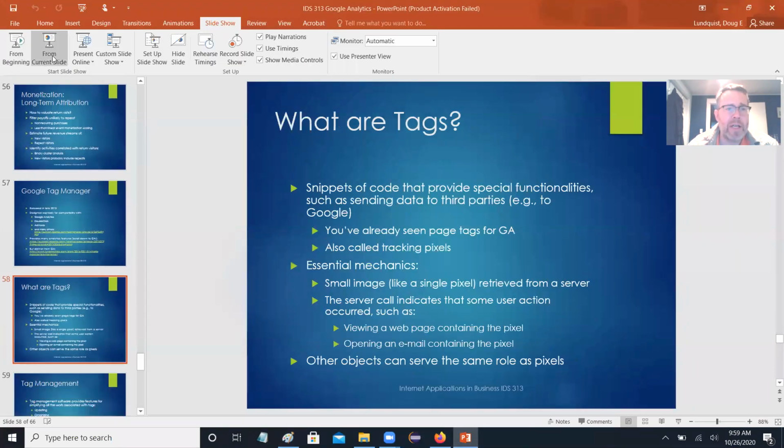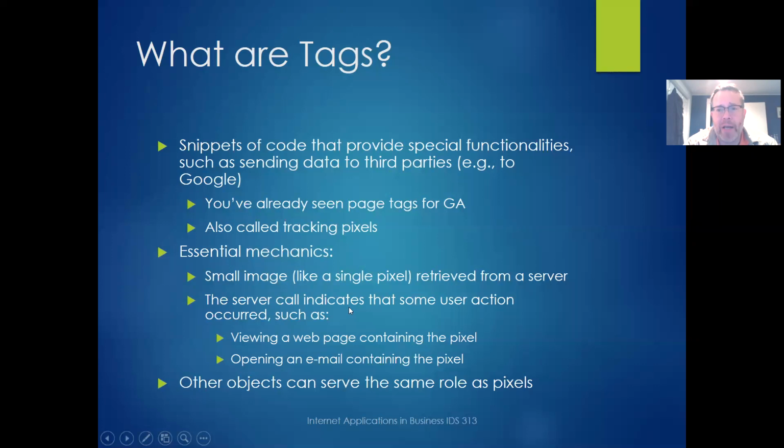Okay, so what are tags? Well, we've already seen the page tags for Google Analytics. They're sometimes also called tracking pixels. These tags are little bits of code that provide extra functions like sending data to third parties like Google. The basic mechanism is this: you have a small image or some other bit of data that's retrieved from a server, right? That's why they call them tracking pixels. The fact that there was a server call indicates that somebody did whatever was needed to pull that single image from the server.